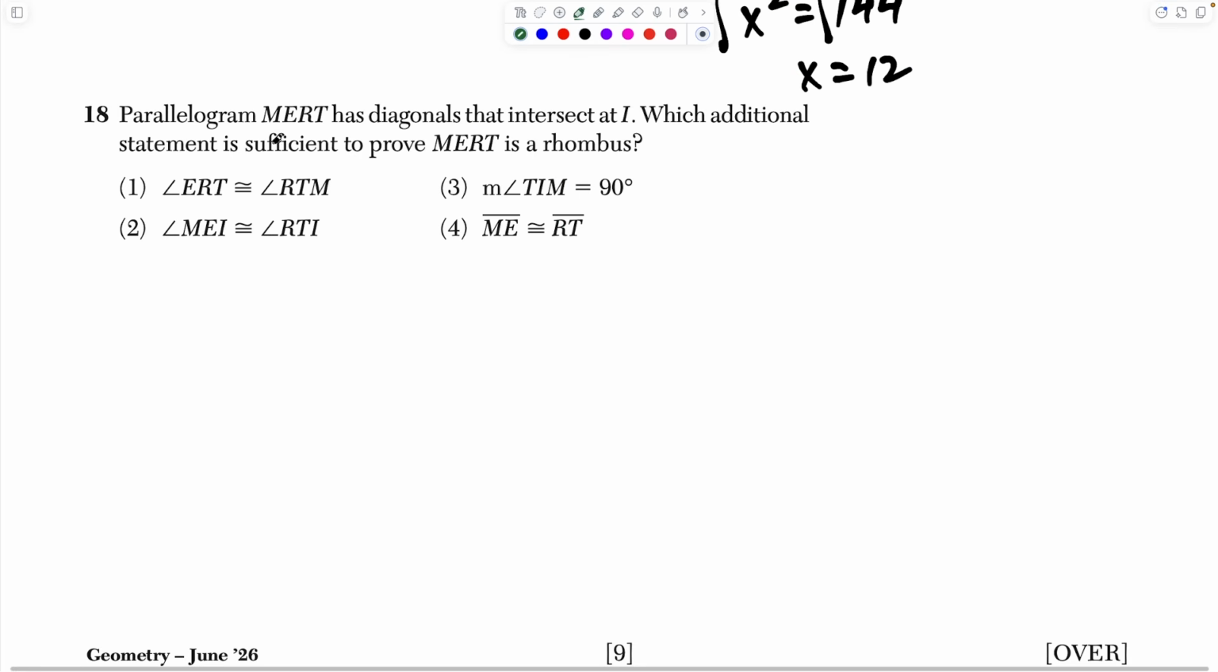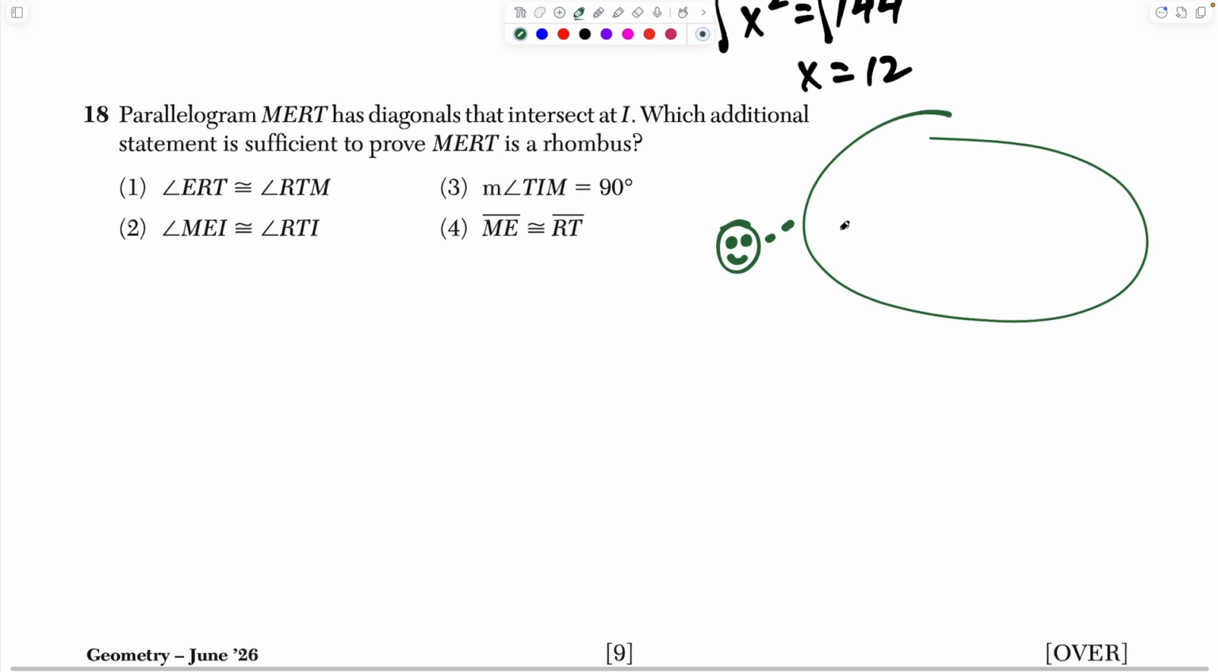Question 18, parallelogram MERT has diagonals that intersect at I. Which additional statement is sufficient to prove MERT is a rhombus? So for this question, it's very important to understand what the actual goal is. We are starting with a parallelogram, and we want to know what information we need to upgrade this parallelogram to a rhombus, okay? Or in this case, the exact phrasing, which additional statement is sufficient to prove that MERT is a rhombus.